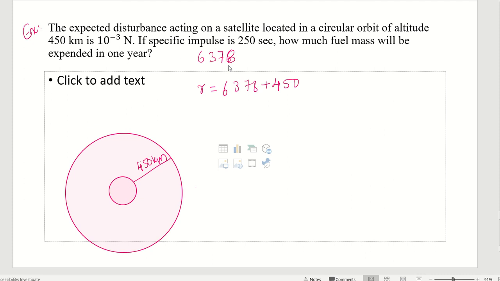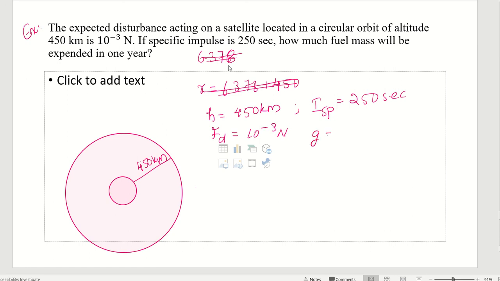Okay, for the time being, we do not need to find this value. First we can write down what is given. The altitude, that is the height, is equal to 450 kilometer, and the ISP is equal to 250 seconds, and the force FD is equal to 10 raised to minus 3 Newton. And we know the gravity G is equal to 9.8 meter per second square.